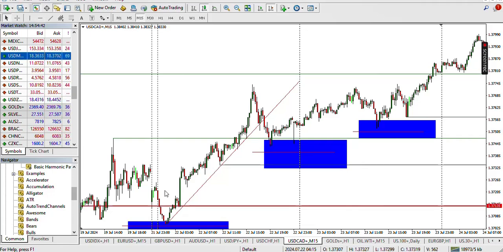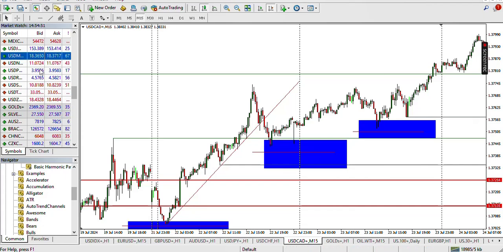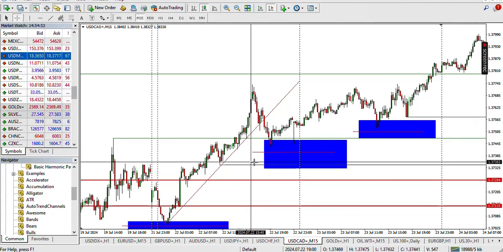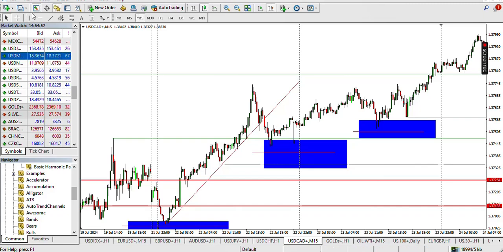So let me use my horizontal line to map out the multiple places you could have taken an entry. That's the first one. There's a second one. This is the third one. And remember, you're not leaving the trades to run. So as you're making profits, you are closing. As you're making profits, you're closing. You could have also taken another entry here.